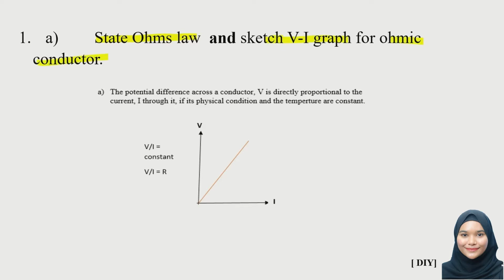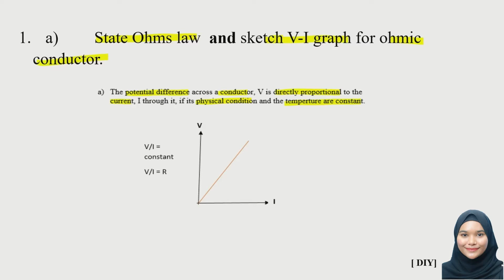Okay, when it says state Ohm's law, you need to know the definition of Ohm's law. Ohm's law is the potential difference across a conductor, which is directly proportional to the current through it if its physical condition and the temperature are constant. So it's really important for you to write physical condition and the temperature are constant.